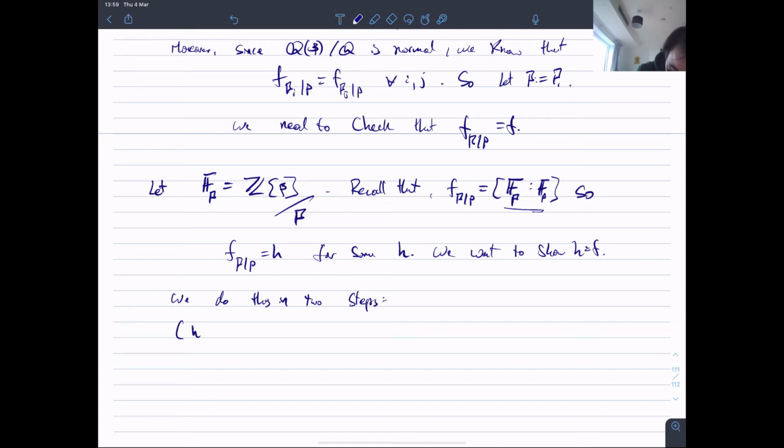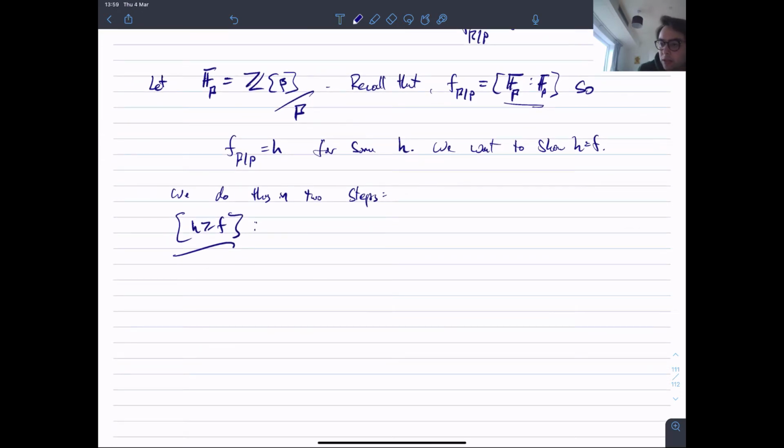So the first step is h is greater than or equal to f. So we need to check this part of the claim. I'm going to use this residue field. Remember that this is the ring of integers, and of course my prime ideal. Prime ideals are all maximal, so this is actually a field. This is a field extension over F_p, because p is a prime over p. So this is some degree field, some field of order p to the something, p to the h in particular.